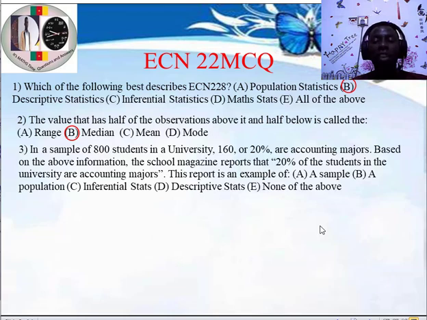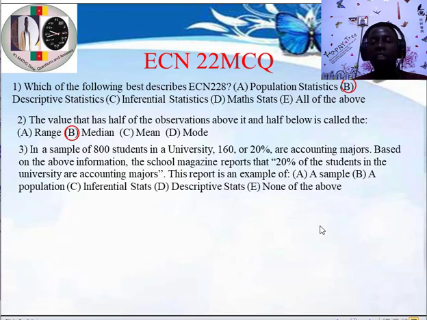is accounting major. It's just a coincidence that from the sample that has been taken here, which is 800 students, 20% are accounting students, but that is not actually the real number of students that are accounting major in that university. So we have made an assumption based on the sample that we have taken. And if we are making an assumption in statistics, we call it inferential statistics.